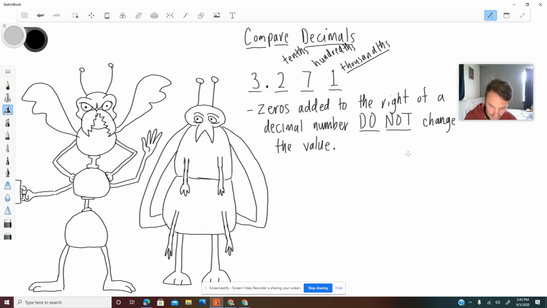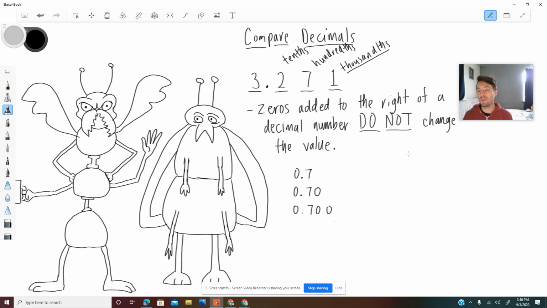So what does that mean? It means this decimal number, 7/10, equals the exact same thing as this decimal number, 70/100. And it also equals the exact same thing as this decimal number, 700/1000. These are all different versions of the same value.